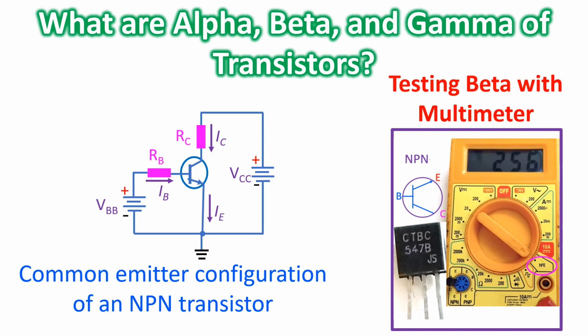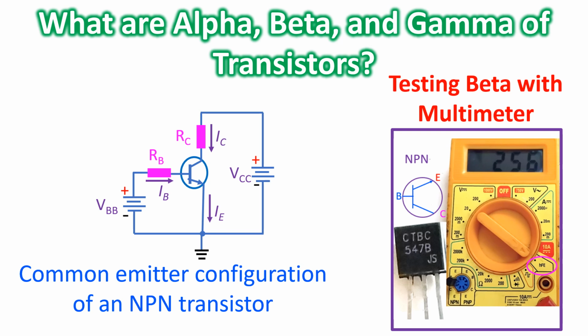In common base configuration, emitter is the input terminal and collector the output terminal, while base is the common terminal. This configuration is also known as grounded base configuration. When there is no AC input, the alpha is known as DC alpha. Alpha can be increased by making the base thin and lightly doped.